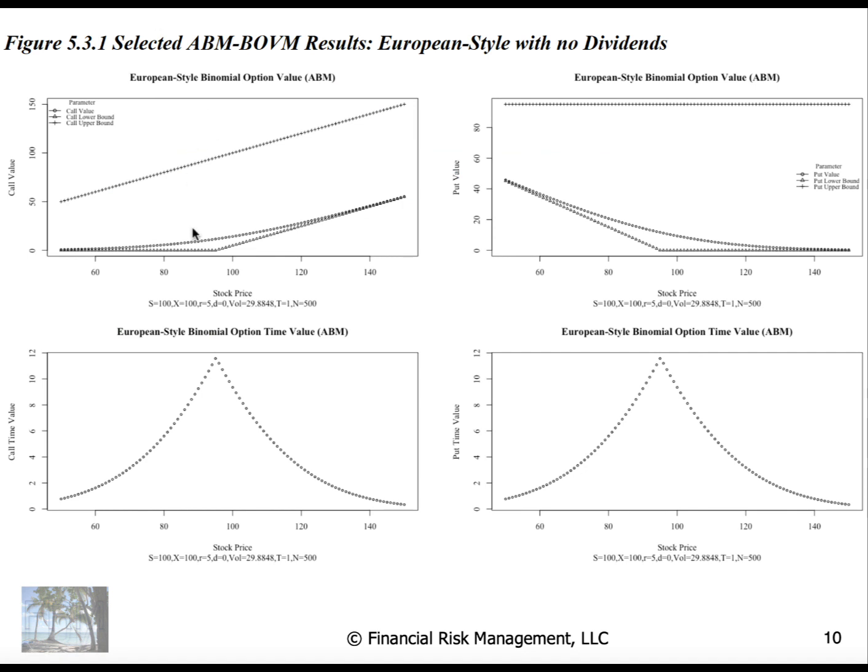So the call price, this is the familiar theoretical model value versus the lower bound. Again, the upper bound doesn't come into play. The unique insight for ABM, if you'll notice the time value in this case, it's symmetric on both sides. And so the time value peaks at the present value of the strike when the stock price equals the present value of the strike price, or right here. And so it peaks there. Both calls and puts are identical.